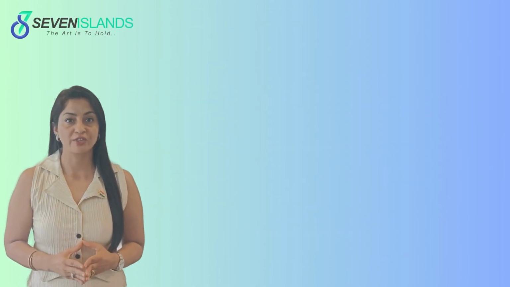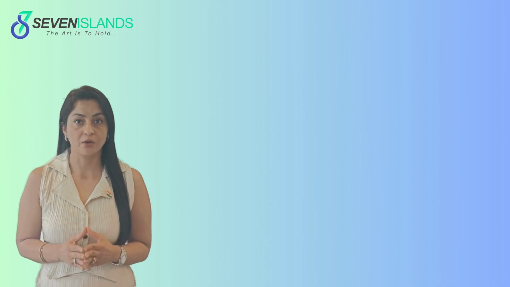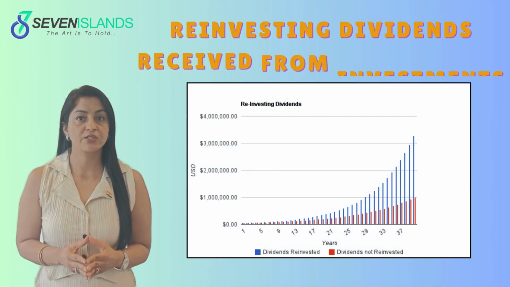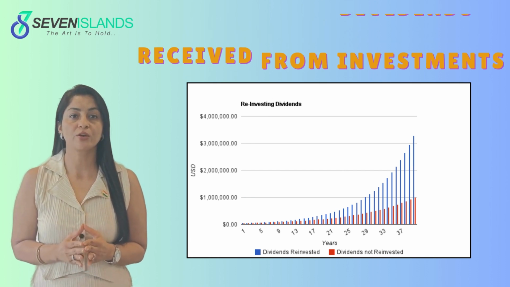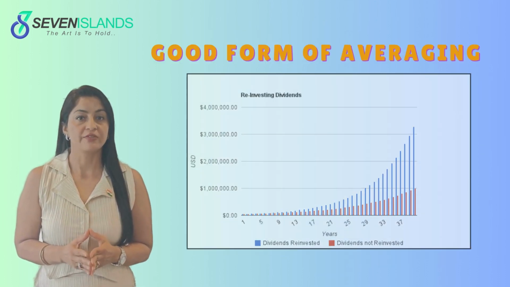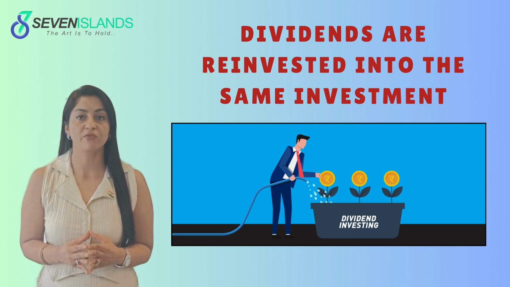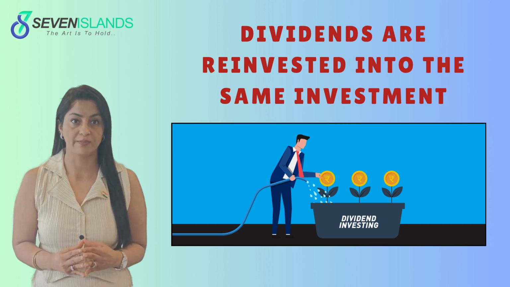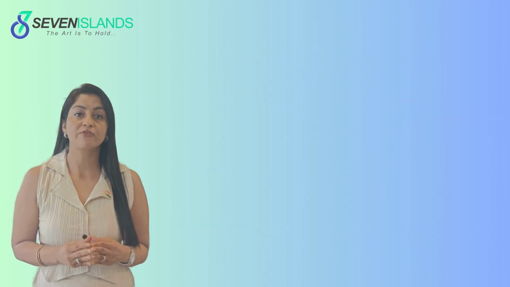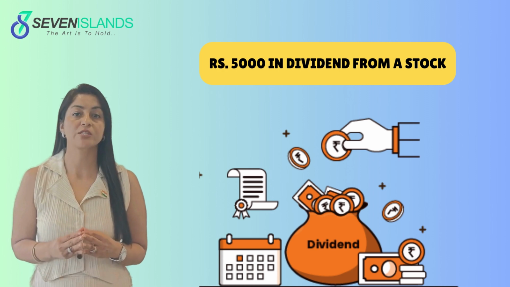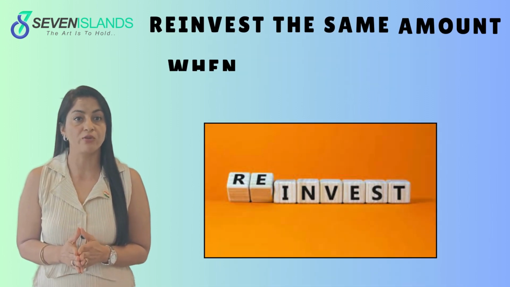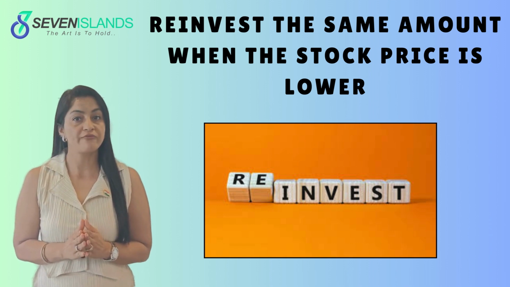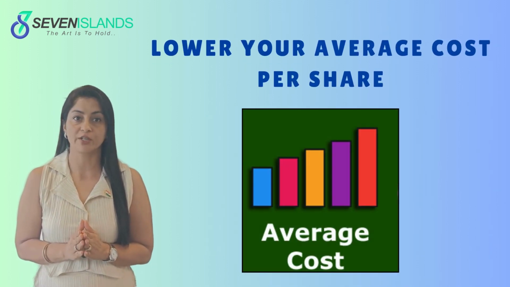The third type of averaging is also interesting. It's called cost averaging with dividends. Reinvesting dividends received from investments can also be a good form of averaging. Dividends are reinvested into the same investment, often at different prices, which can average out the cost over time. For example, if you receive Rs 5,000 in dividends from a stock and reinvest the same amount when the stock price is lower than your original purchase price, you effectively lower your average cost per share.